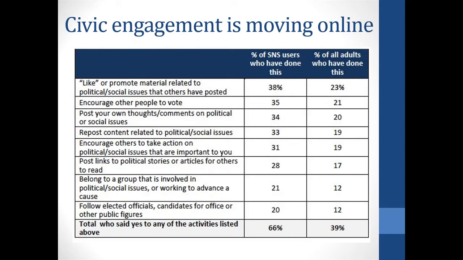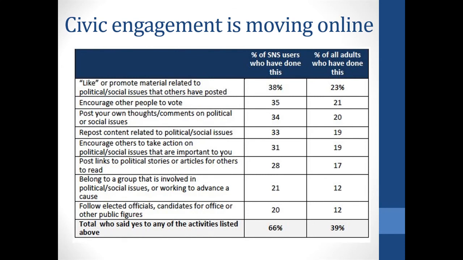Additionally, this is showing civic engagement is moving online. This is looking at the differences between individuals who are social network users, in the column to the left, and the column to the right is adults who aren't using social networking. Individuals who are on social networks are much more civically engaged than individuals who are off social networks. They're encouraging people to vote. They're more likely to read political stories and post links to political stories to other people. They're more involved in social issues. They're just a lot more connected, and that's how people are choosing to be involved.